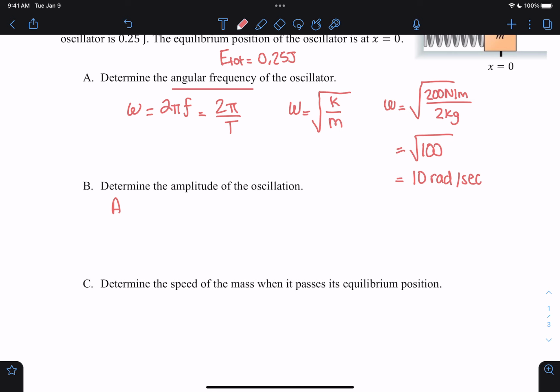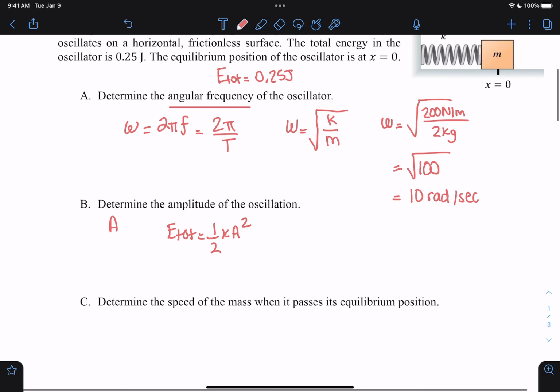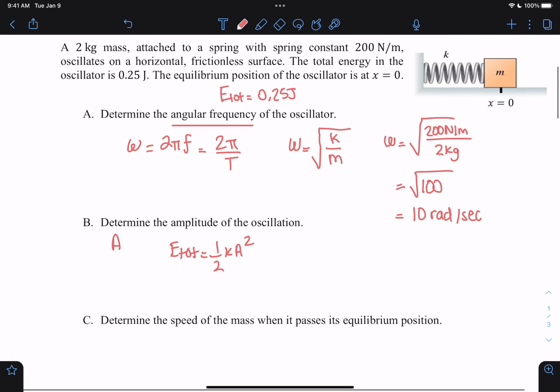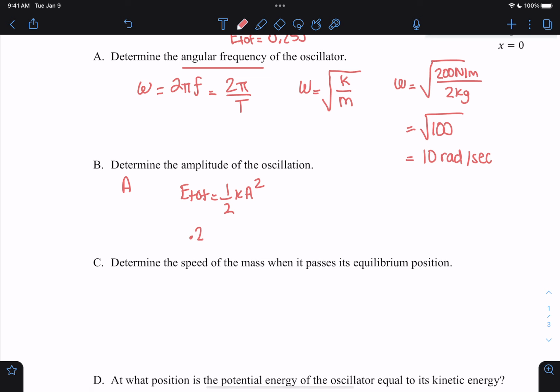Yep, excellent job, Kimberly. So we have E total, the total energy, that's going to equal half k A squared, right? So amplitude squared times our spring constant times 1/2 is going to give us our total energy. Well, we have our total energy already, that's 0.25 joules, so that's awesome. So we can take 0.25 joules is equal to 1/2 times our spring constant, 200 newtons per meter, times A squared, and then we can just solve for A, right?